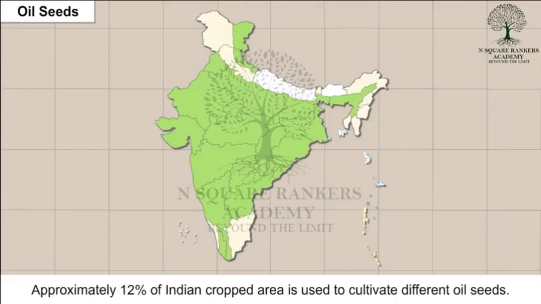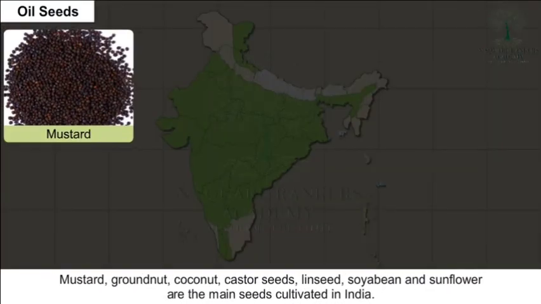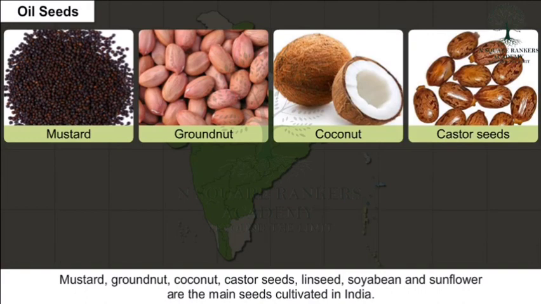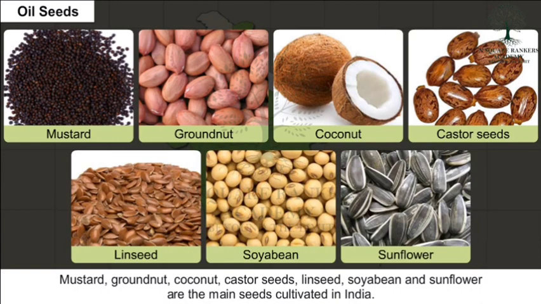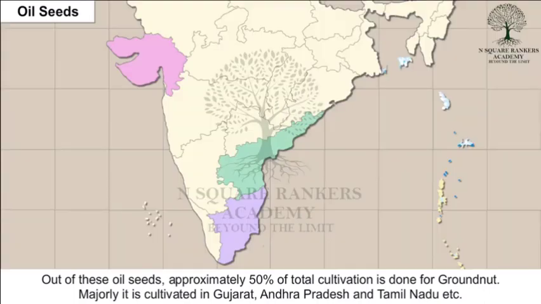Oilseeds. Approximately 12% of Indian cropped area is used to cultivate different oilseeds: mustard, groundnut, coconut, castor seeds, linseed, soybean and sunflower are the main seeds cultivated in India. Out of these oilseeds, approximately 50% of total cultivation is done for groundnut. Majorly it is cultivated in Gujarat, Andhra Pradesh and Tamil Nadu, etc.